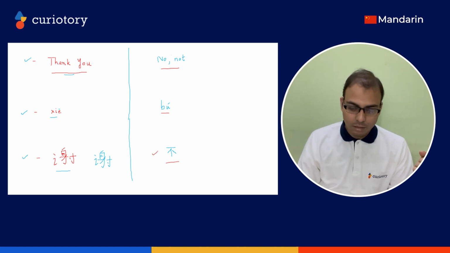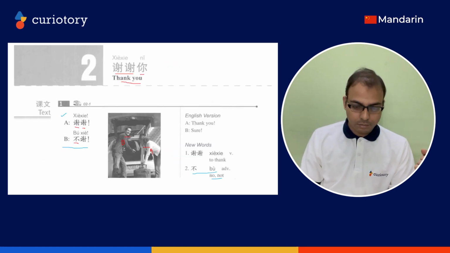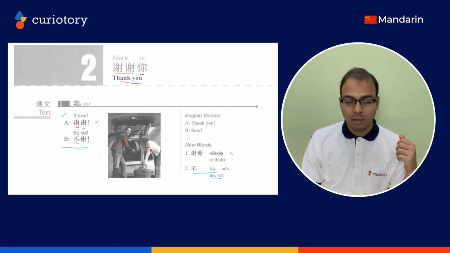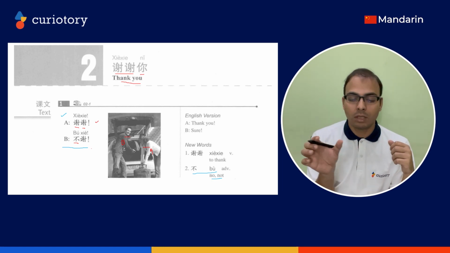So now it's clear that A is saying xie xie, thank you, and B is saying pu xie, which means no thanks.